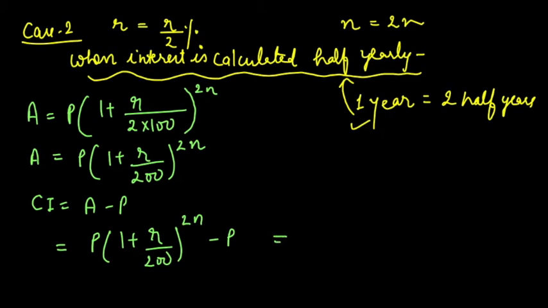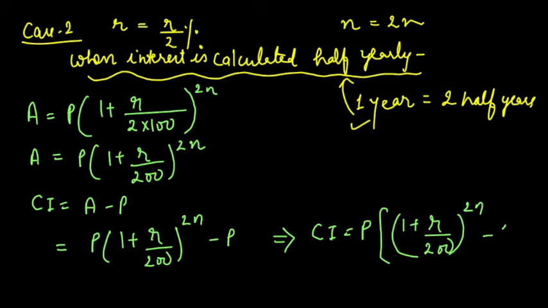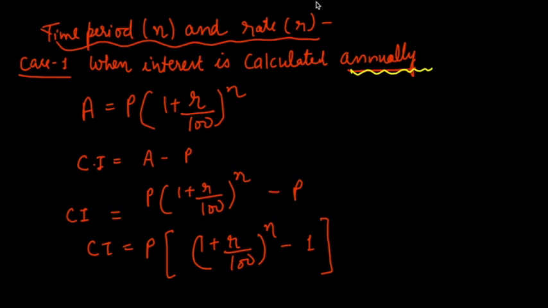If I take P as common again, this becomes 1 plus r upon 200 raised to the power 2n, minus 1. So this is very important. Please do underline whenever you see you have to compound it, the interest you have to calculate in this way. Underline whether it is annually. If it is annually, then there is no change. The rate remains same, the time period remains same, right?